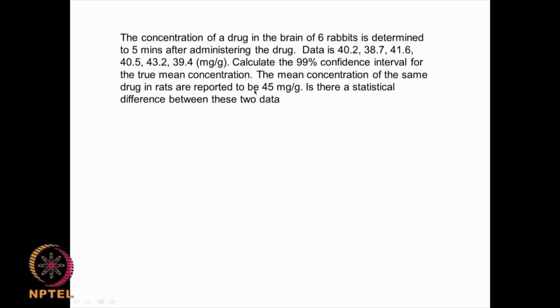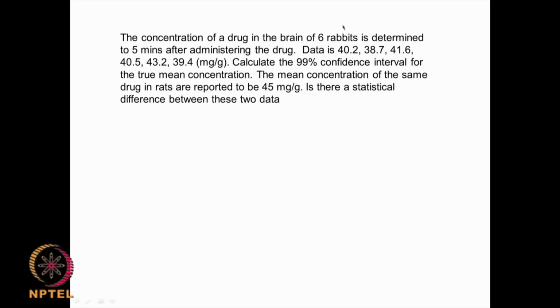Okay. That we can do. The mean concentration of the same drug in rats is reported to be 45 milligram per gram. Now, this is the sample data from rabbits. This is the data which they got from rats. Is there a statistically significant difference between these two data? Okay. So, two parts, one is calculating the 99% confidence, which is very simple.